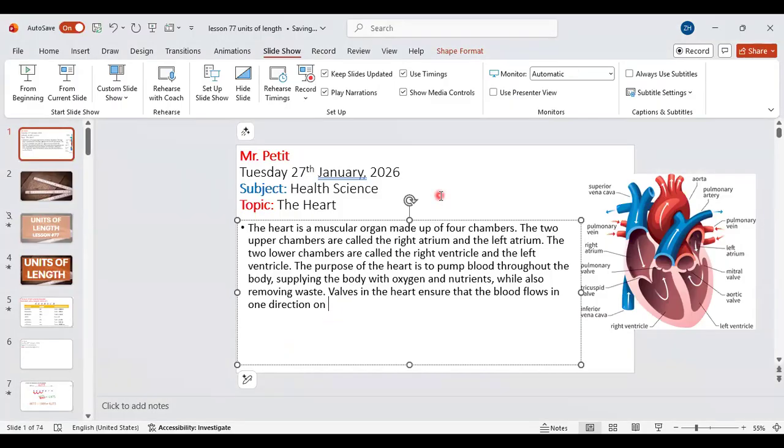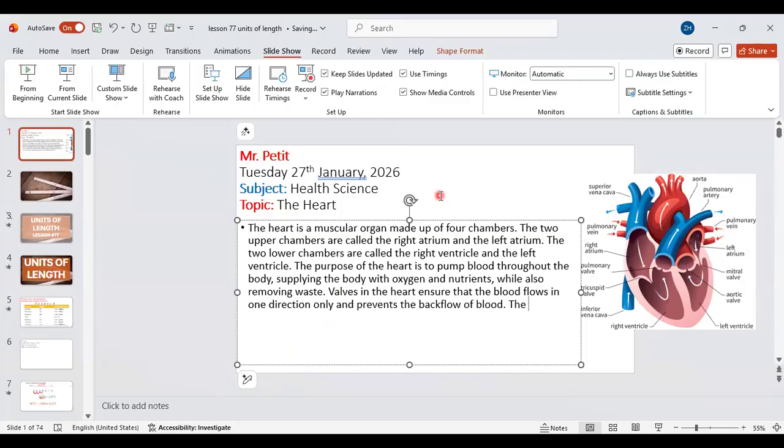So the valves in the heart ensure that the blood flows in one direction only and prevents the backflow of blood. So it prevents the blood from going in reverse.